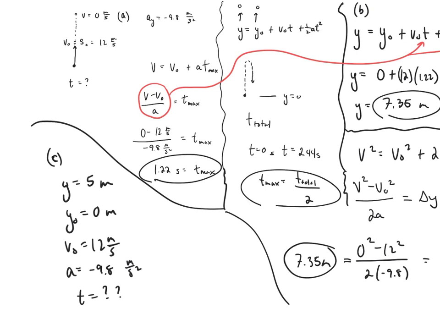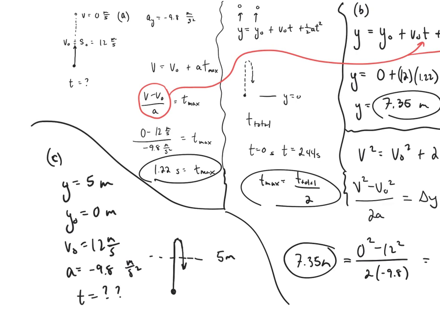Okay, so again, to see the motion of this, here's the object, here's the 5 meter mark. We know the max height is 7.35 meters, so we know that it's going to turn back around and go through that point twice. It's going to reach 5 meters twice, on the way up and on the way down. The only way we were able to guarantee that was because the max height was bigger than 5.